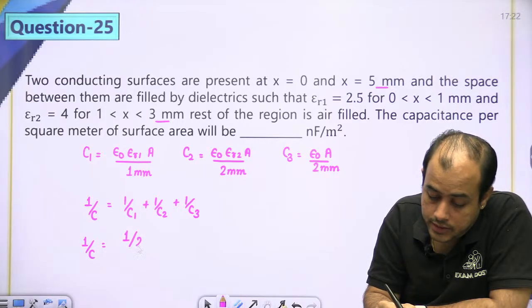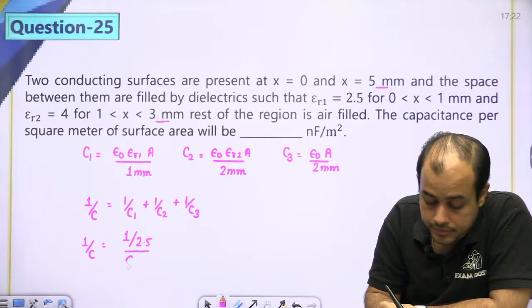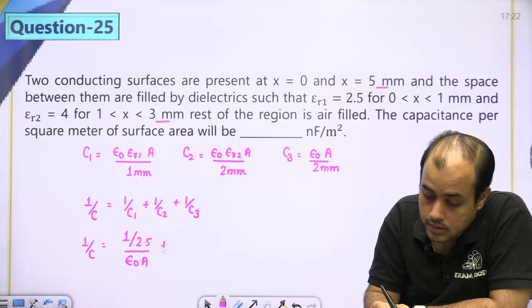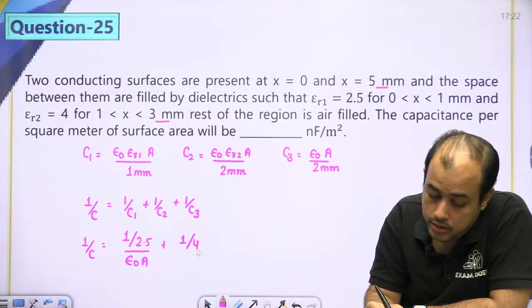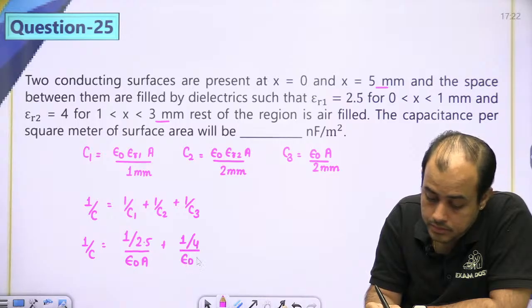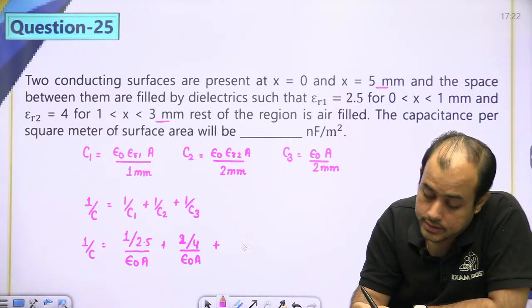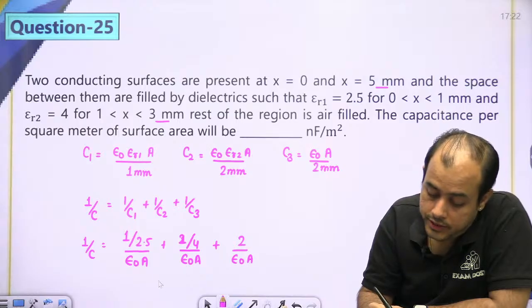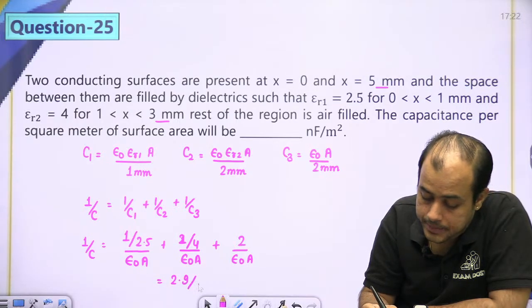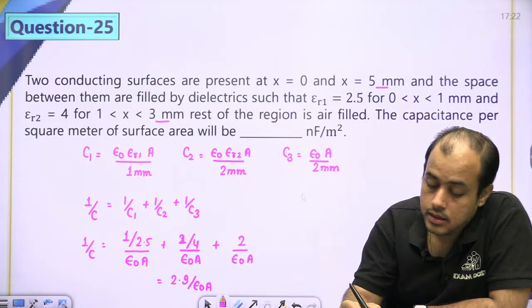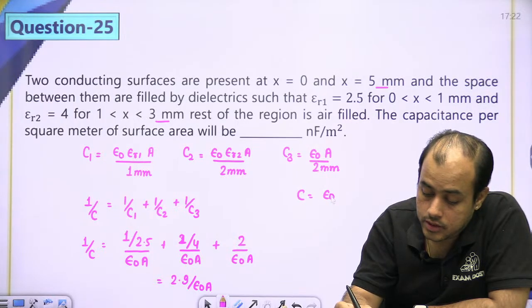What is epsilon R1? 2.5. What is epsilon R2? 4. What is epsilon? This is 2. 0.4, 0.5, 0.9, 2.9 by epsilon naught A. So C will be epsilon naught A by 2.9.